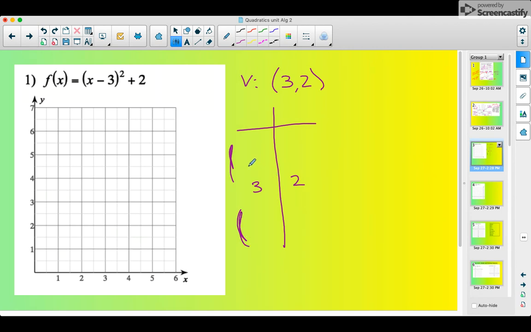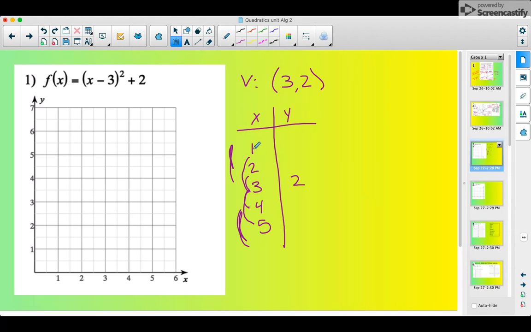So from there, I always pick x values that are the same distance away from the vertex. So from 3 to 2 and from 3 to 4 is the same distance. And then from 3 to 1 and 3 to 5 is the same distance. You don't have to do it that way, but I just find it to be a lot easier if I do. So then we can plug those values in.